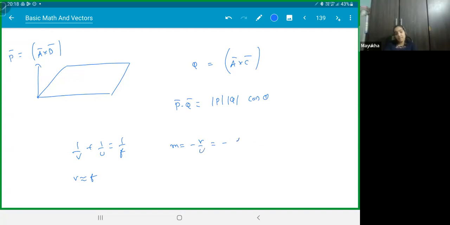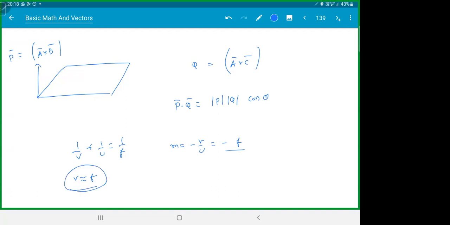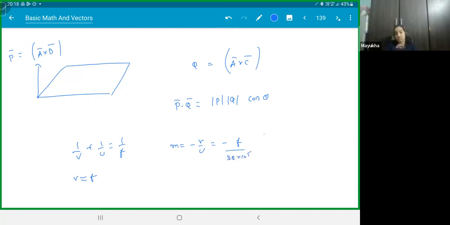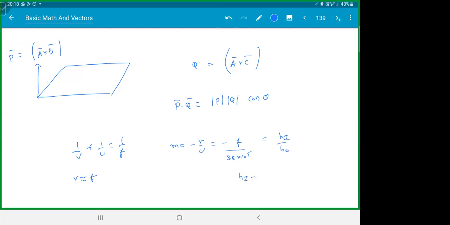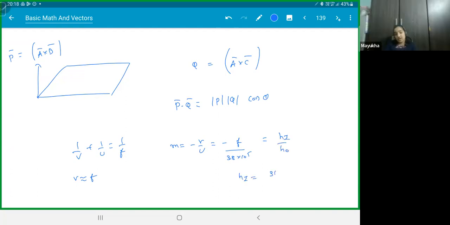तो v कितना था? फोकल लेंथ. 7.6 meters. ये है ना फोकल लेंथ, था v. और v के u कितना होगा? 3.8 into 10 power 5 ना? Yes, sir. This is the magnification, height of the image by height of the object. आ गया ना height of the image. Object का height कितना था? 3450.